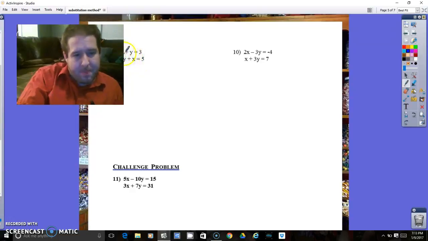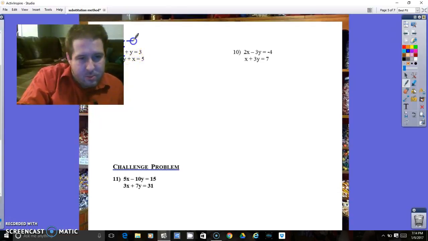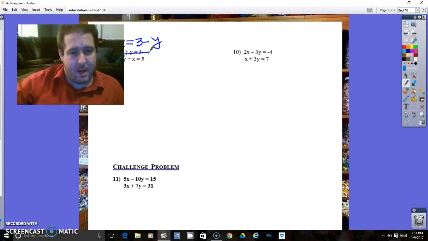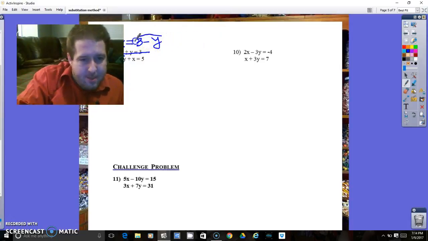I'm going to do the top one. So let's say I solve for x. I do that by getting rid of the y. Subtract y from both sides, which means x equals 3 minus y. If I subtract y here, I have to subtract y on this side because that's the subtraction property of equality. I cross that off because I don't need it anymore. I'm going to take this and I'm going to substitute it right there.